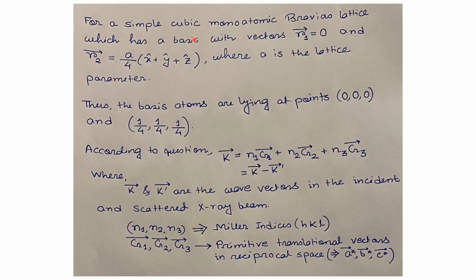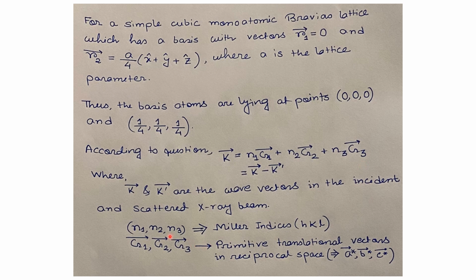For a simple cubic monoatomic Bravais lattice which has a basis with vectors r1 vector equals to 0 and r2 vector equals to a by 4 times x cap plus y cap plus z cap, where a is the lattice parameter. So the basis atoms are lying at the points 0, 0, 0 and a times 1 by 4, 1 by 4, 1 by 4. According to the question, the capital K vector is basically the change in the wave vectors of the incident and scattered X-ray beam, and that is also given by n1 times g1 vector plus n2 times g2 vector plus n3 times g3 vector.